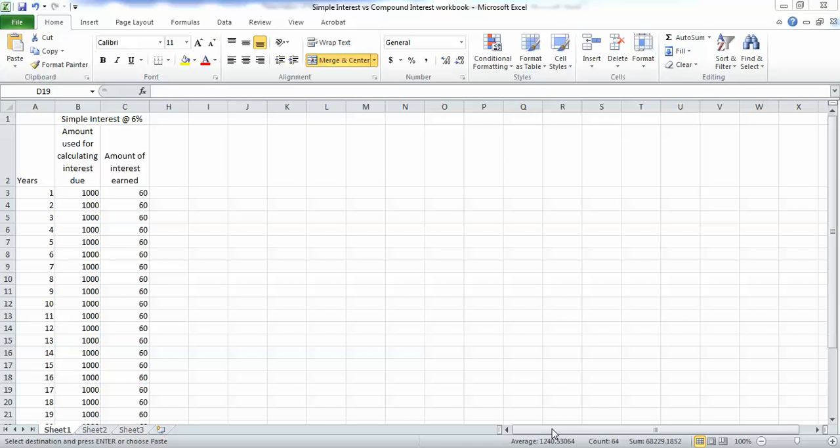Hi, Lori here to talk a little bit about the difference between simple interest and compound interest because, as we've just learned, compound interest is the magic behind time value of money. So let's take a look at simple interest.